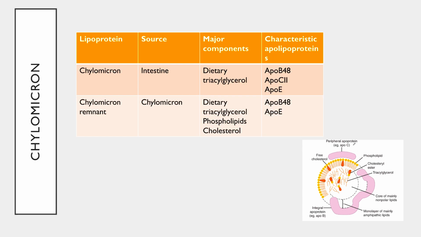So our general structure of a lipoprotein is shown here, and chylomicrons constitute the largest of the lipoproteins. They contain cholesterol and fat-soluble vitamins, in addition to their major component, which again is dietary triacylglycerols. The major apoprotein associated with chylomicrons as they leave the intestine is ApoB48.